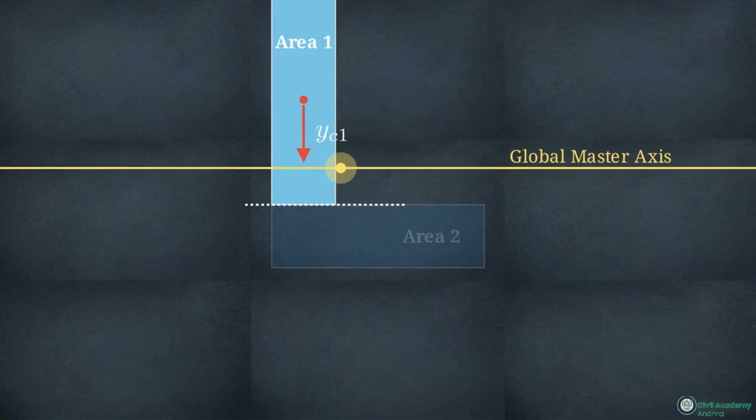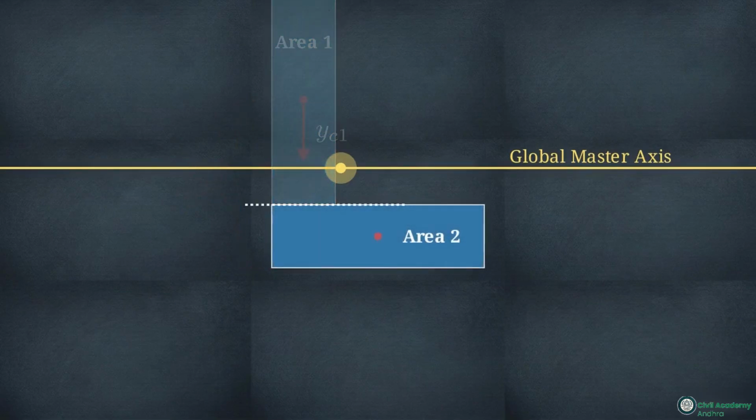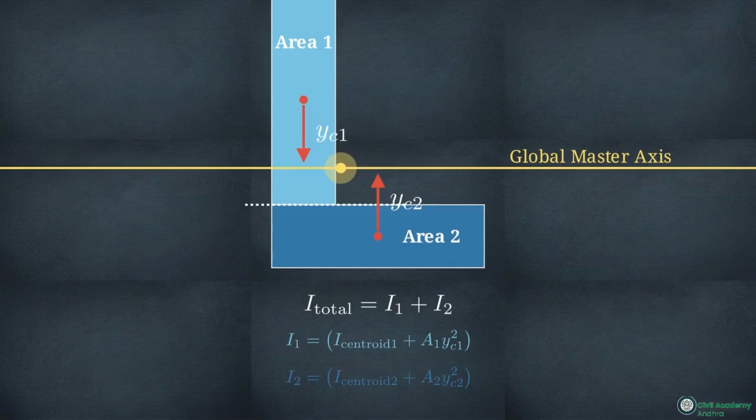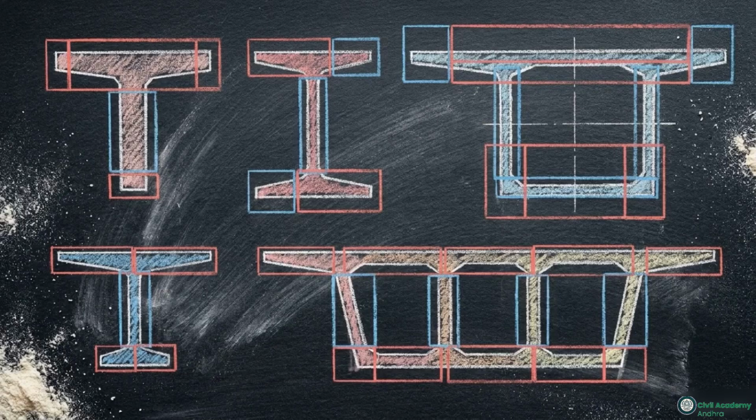Pay close attention to the shift distance here. The value yc1 is strictly the distance from the local center of Area 1 to the global master axis. It is never measured from the bottom of the shape. You repeat this exact process to find the moment of inertia for Area 2. Then you simply add the two values together. The total moment of inertia for the composite shape is the sum of its parts. Breaking complex problems down into foundational geometric shapes allows engineers to analyze virtually any structural profile using simple addition.